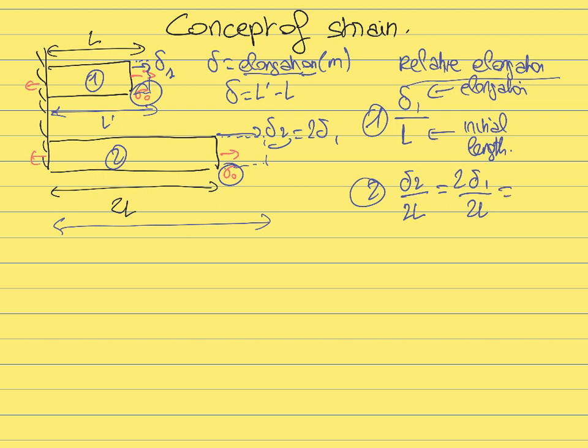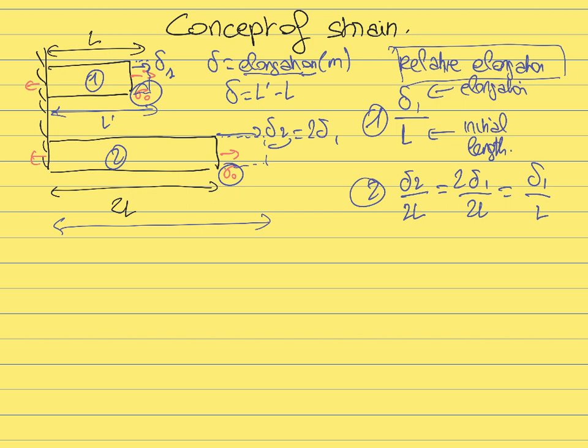So what you see is that if you do that, the relative elongation is going to be the same in beam number 1 and in beam number 2. If the beam is two times longer, then its elongation is also going to be two times longer. But when you define the relative elongation, it does not depend on the initial length of the beam anymore. It will only depend on which material the beam is made of, for example steel or concrete, and on the stress that is applied to these materials.